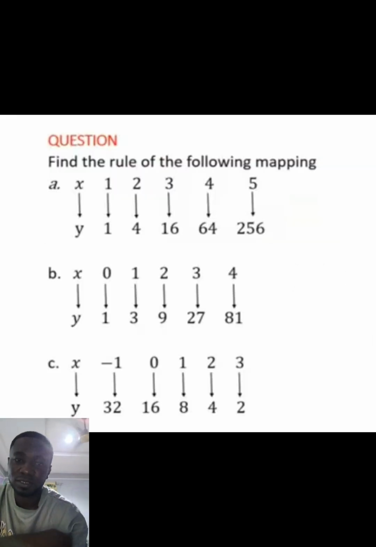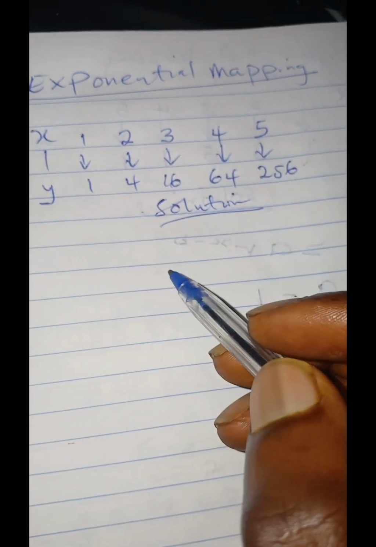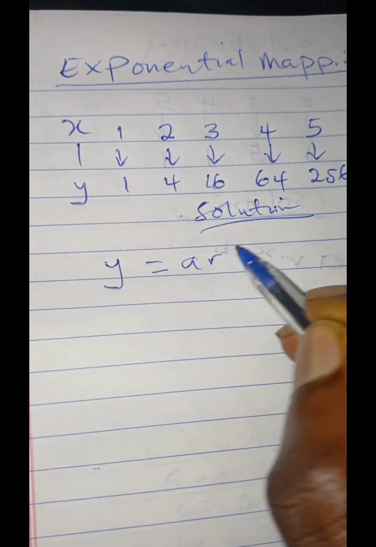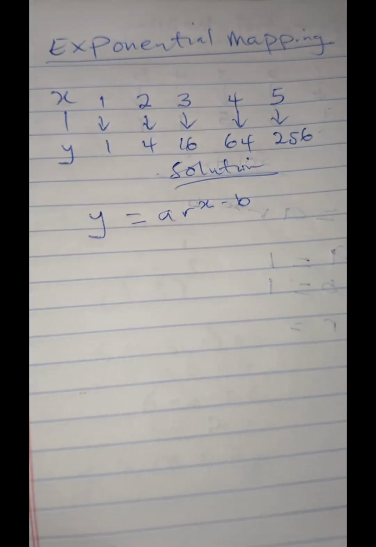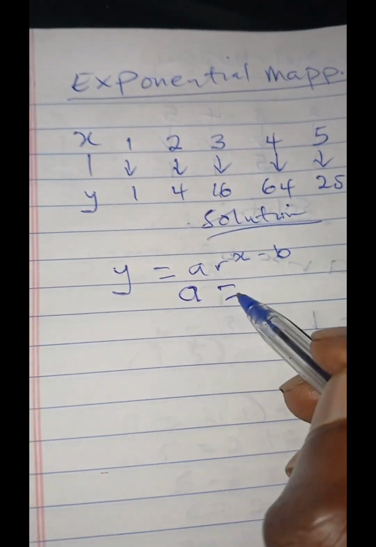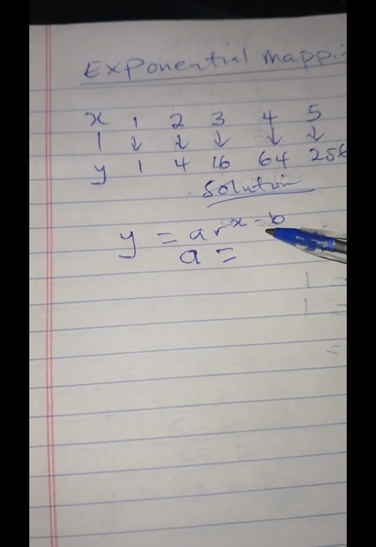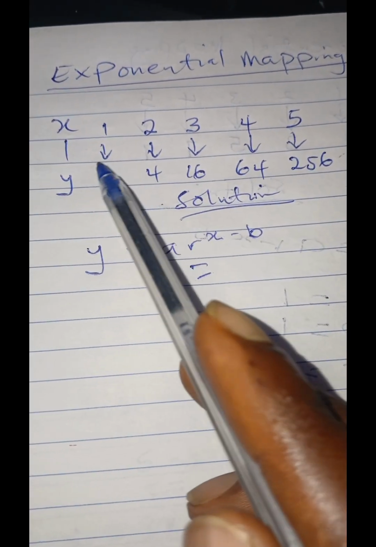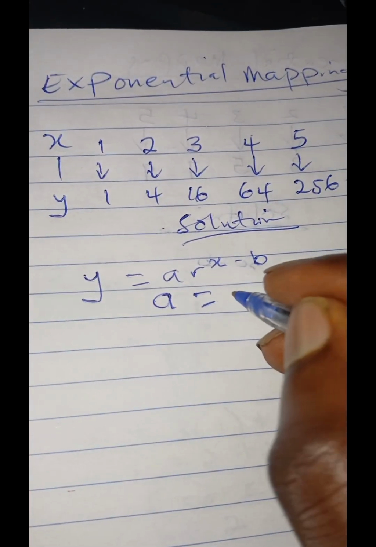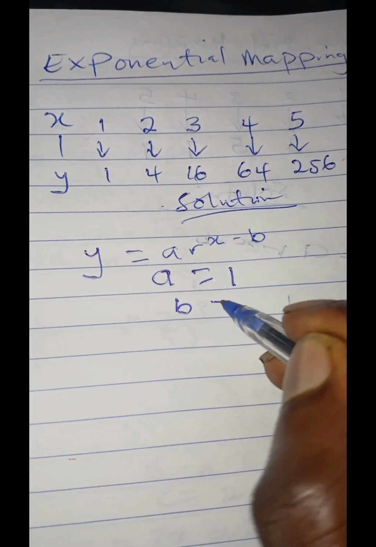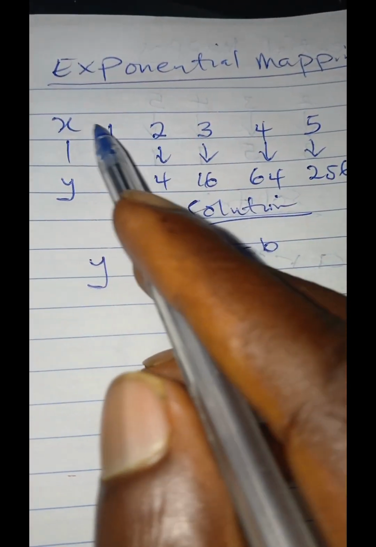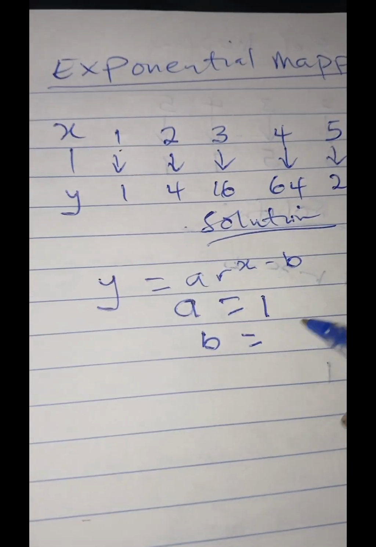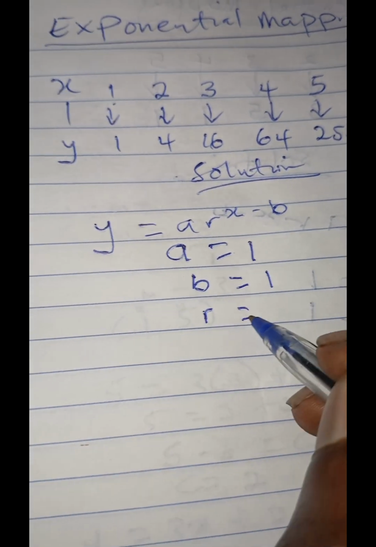Now let's solve these questions. Let's state our rule for exponential mapping: y = ar^(x - b). Let's find the value for a. a is the first term in the codomain. In this case, we have our codomain here. What is the first term here? That is 1. The first term in our domain is the value for b. This is our domain. Which number is the first term? It is here, and that is also 1.